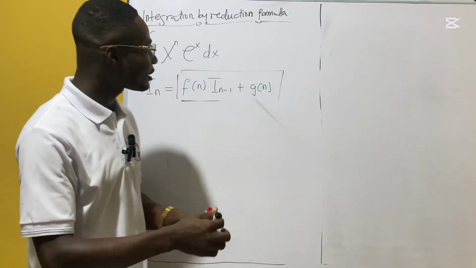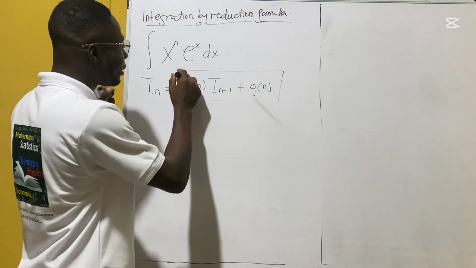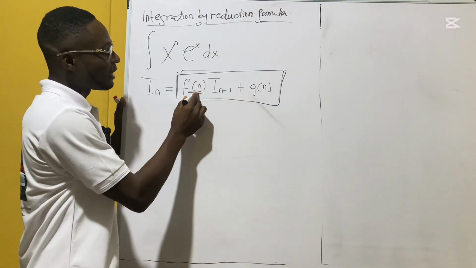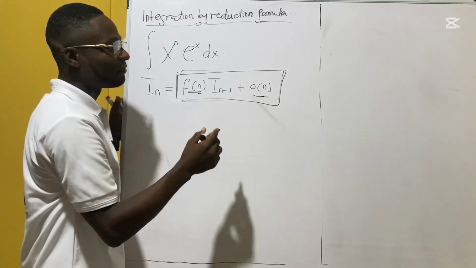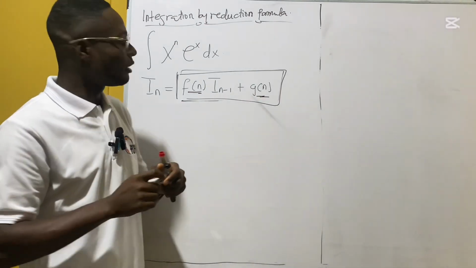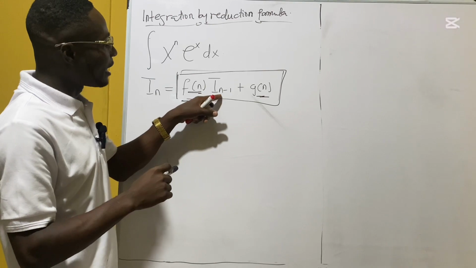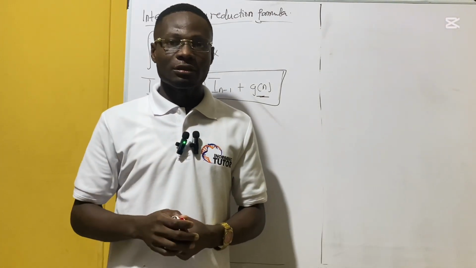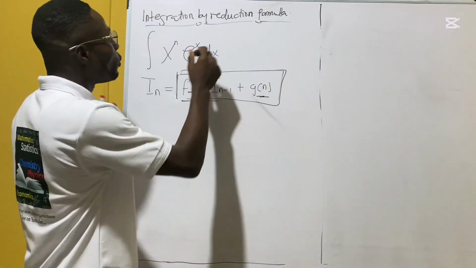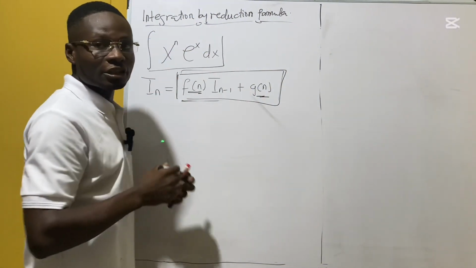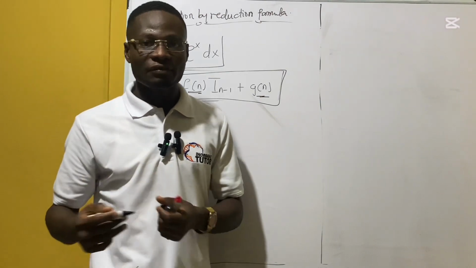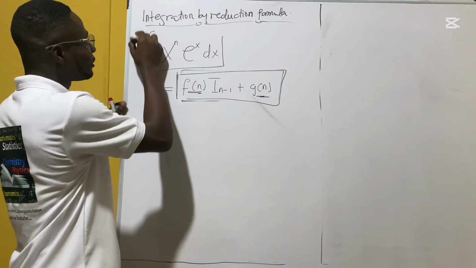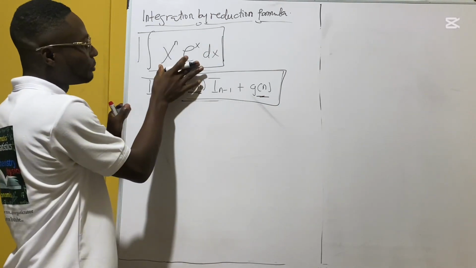A typical reduction formula looks like this, where f of n and g of n are functions of n, and I of n minus 1 is the integration reduction. Here, we're going to deal with functions that are products, or product functions, today. So let's dive into it. We are beginning with the product function.